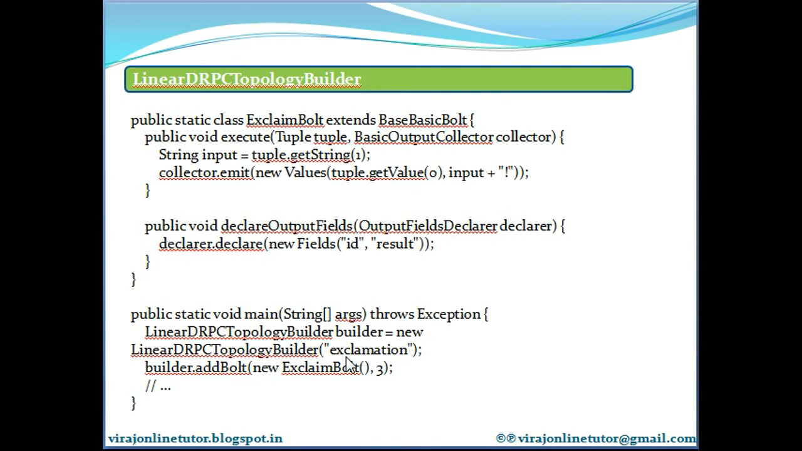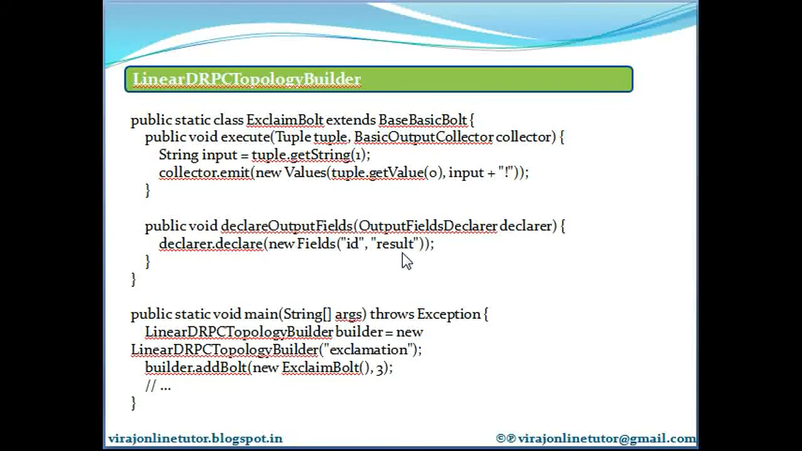another function. The first bolt you declare will take in as input two fields. The first field is the request ID field, and the second field is the arguments for that request. The linear distributed RPC topology builder expects the last bolt in the topology to emit an output stream containing two fields of the form ID, result. Finally, all the intermediate tuples must contain the request ID as the first field.